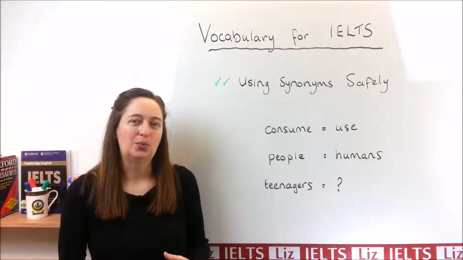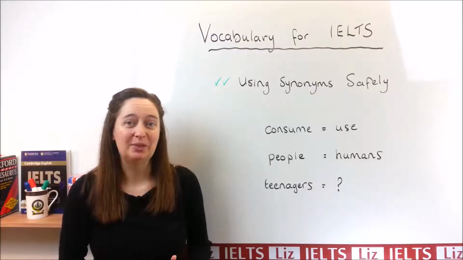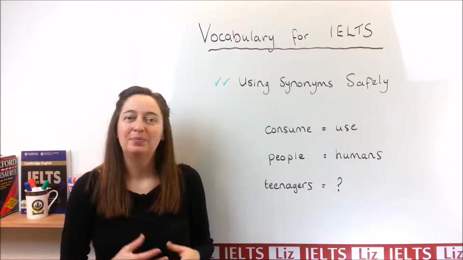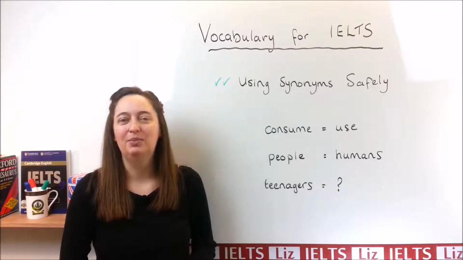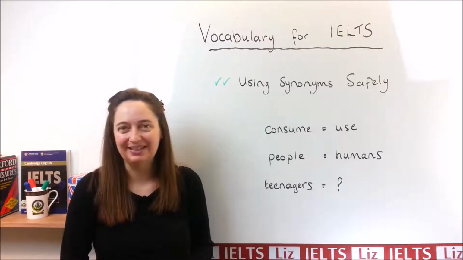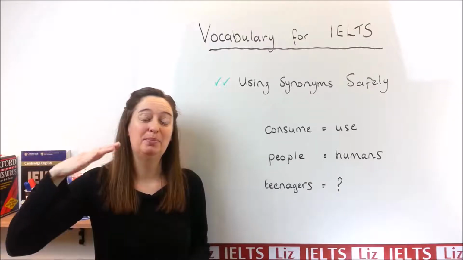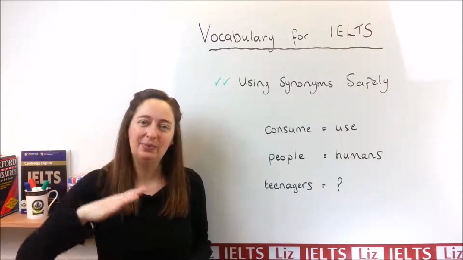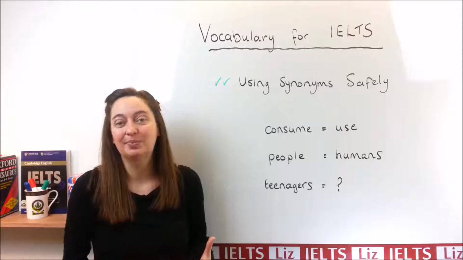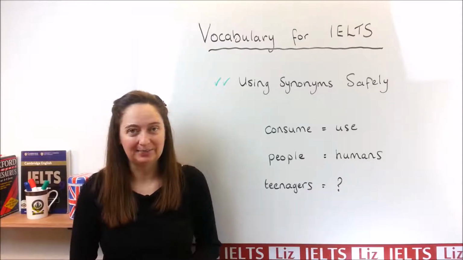Now, in writing task 1 and writing task 2, it is important to show the examiner that you can paraphrase, and that means using synonyms. But not all synonyms can be used in the same situation, even if they have the same meaning. And that means many students are actually increasing the number of mistakes they make, and that will reduce your band score. So this is a very important aspect of writing that you need to pay attention to. It also applies to speaking.